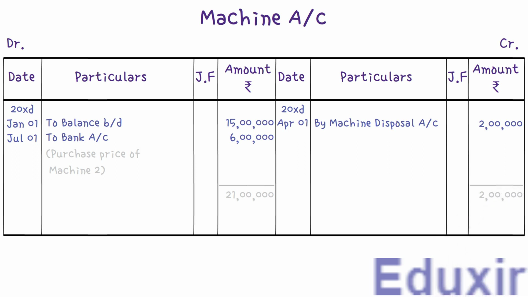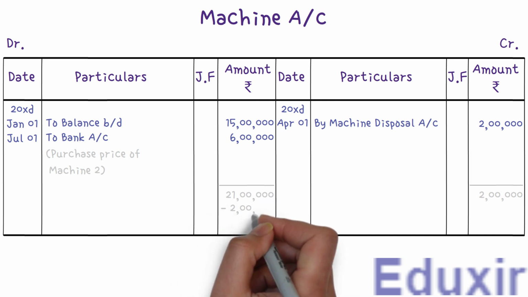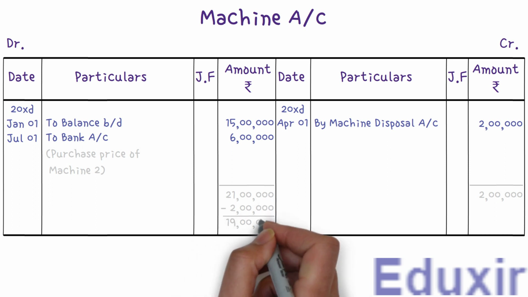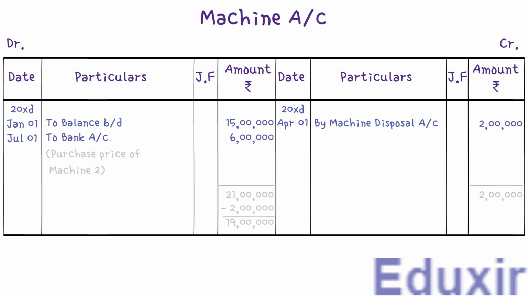From the total on the debit side, which is 21 lakh rupees, if we subtract the total on the credit side, which is 2 lakh rupees, we get 19 lakh rupees. This is the surplus on the debit side and it represents the debit balance. Also, as the machine account is a real account, this balance should be carried down to the next accounting period.